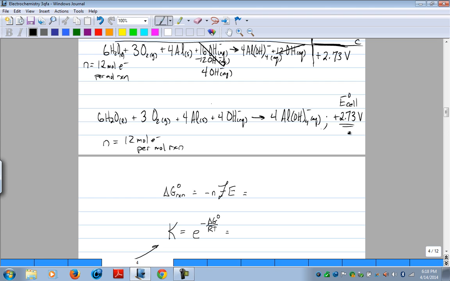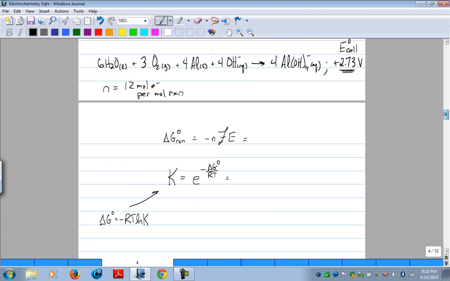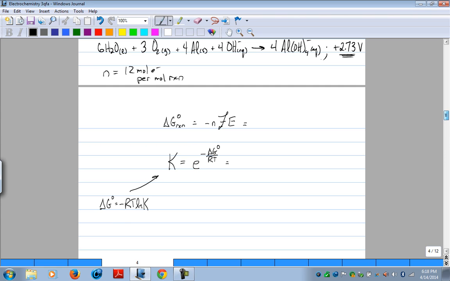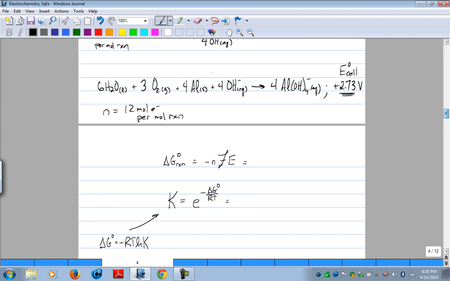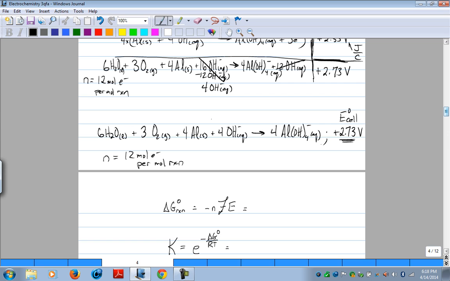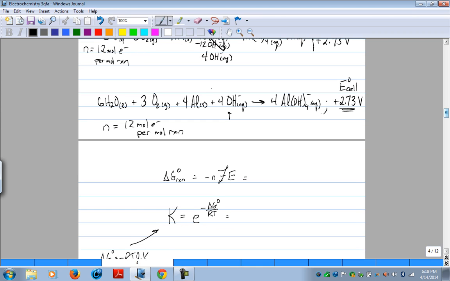That E cell standard is a relatively very large value, as you'll now see when we figure out the delta G standard for the reaction and the equilibrium constant, which you might expect for a metal aluminum and a non-metal oxygen, especially such a great oxidizer, would be quite product favored. Also notice that for these types of cells or batteries you would need basic conditions. This reaction would not go under acidic conditions.